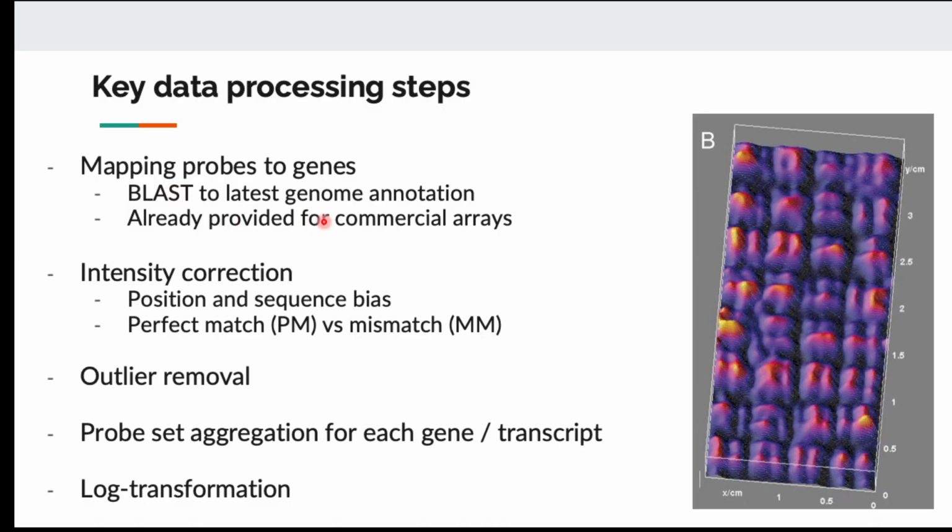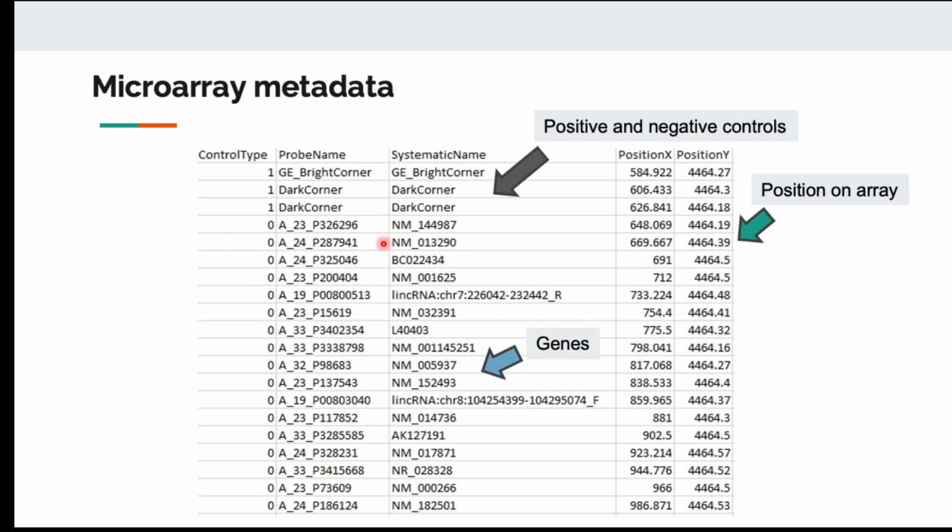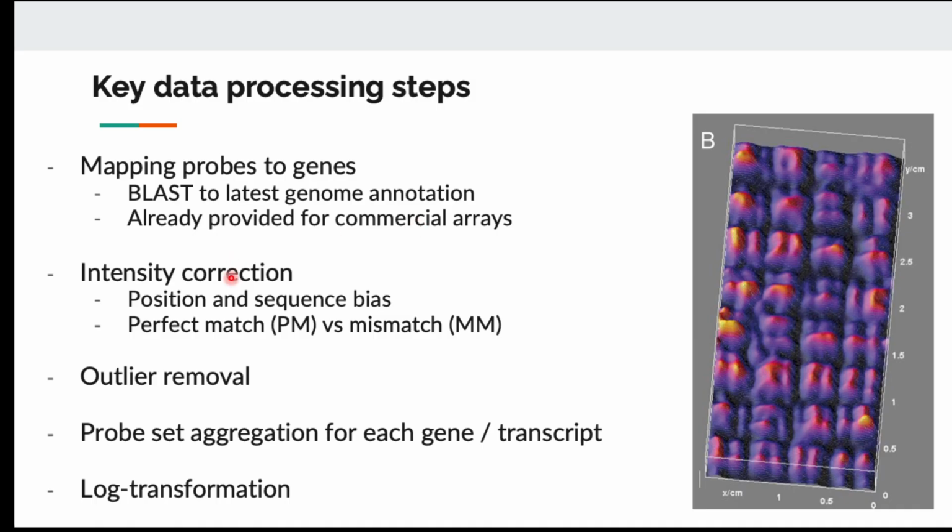But the good thing is, if you are using a commercially available microarray, this mapping has already been done. So usually you get a table like this that maps the probe ID to the gene ID, so that you can interpret it right away. Okay. And I already mentioned that the intensity, the fluorescent signal that we get from the microarray, is not going to be homogeneous.